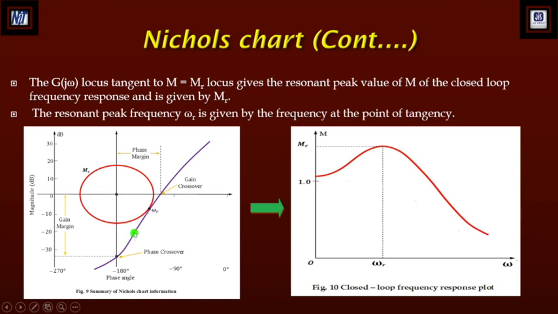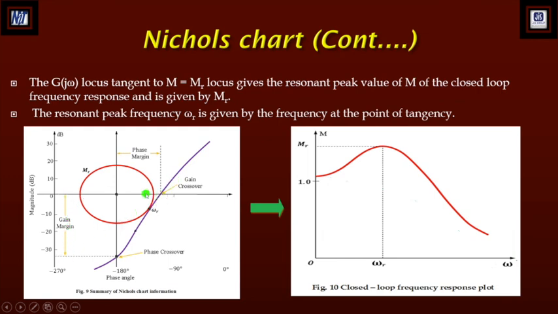Then this G(j omega) locus is tangent to this M circle. So this M is considered Mr, because this point gives the resonant frequency. That means this resonant frequency gives the maximum magnitude, that is, the resonant peak value of the closed loop system. This polar plot crosses the minus 180 degree axis, and this is the 0 dB line. So this one is the gain margin.